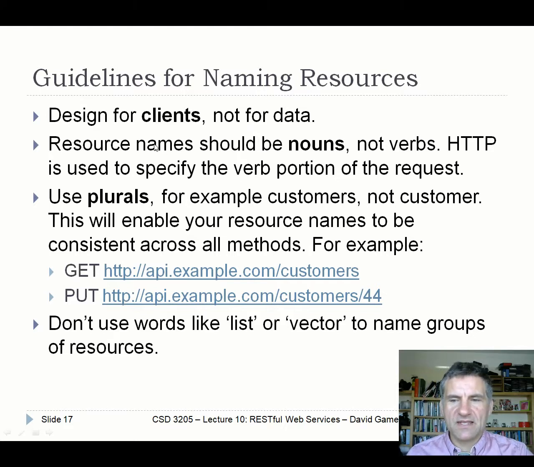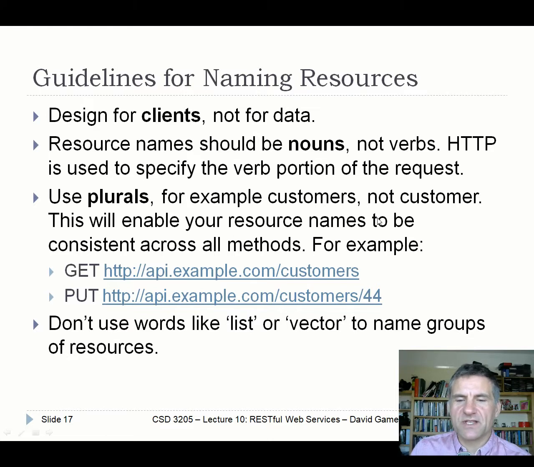Now, resource names should be nouns, not verbs. You're accessing a thing, remember? So the resource name should be a noun, and then HTTP is used to specify the verb portion of the request. You're doing something to a thing, and that thing should be named with a noun. The third bit of advice here is to use plurals: customers, not customer. I can't remember what it recommends with SQL, but it's probably the same.